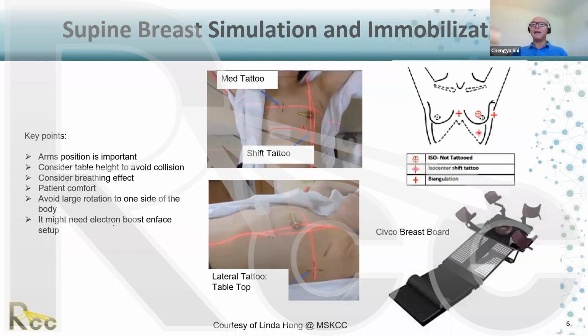You might need an electron boost in fast treatment. And when you do the simulation, make sure that the boost location is also okay. So for example, if we boost this area, check that nothing is blocking it, or that you don't need to reset up the patient later on for the boost. So those are concerns. This image is from Linda Hong at MRI-CT. She is the breast lead out there.